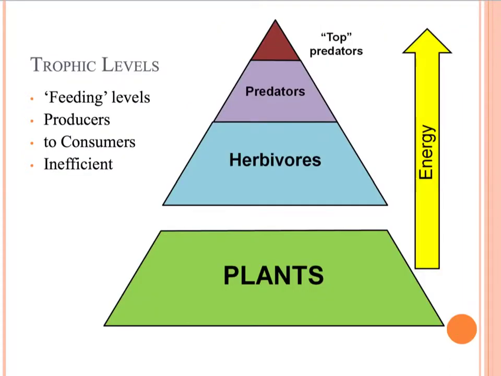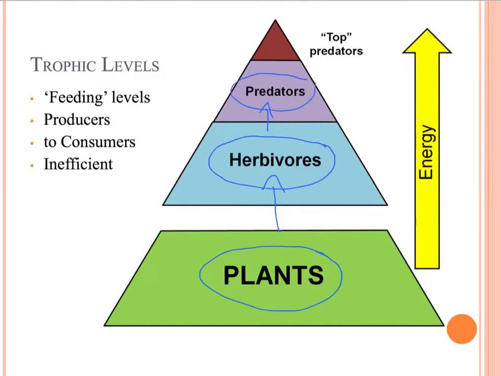These feeding relationships are represented graphically in diagrams like this. The plants are always at the very bottom, and this is because they are the basis for everything that comes afterwards. You can see that the energy is progressing from the plants to the herbivores, and then from the herbivores to the carnivores, and carnivores are predators.